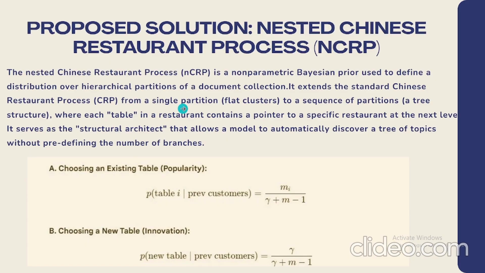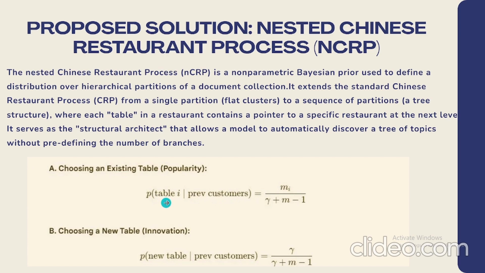Moving ahead, now we will see our proposed solution. Our proposed solution contains the nested Chinese restaurant process. So what is the nested Chinese restaurant process? Imagine a case where we have an infinite city of restaurants. Every customer, which in our case is a document, starts at some root restaurant. Inside this we pick a table proportional to how many people are already sitting there. This is the popularity, or rich-gets-richer, effect.